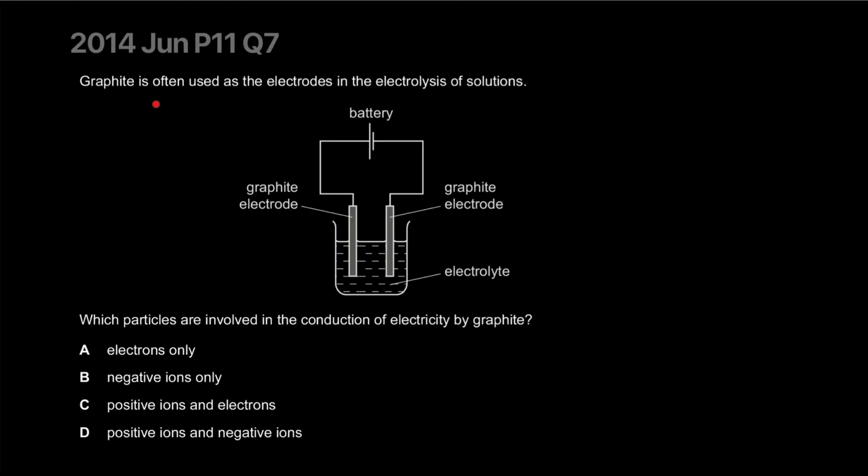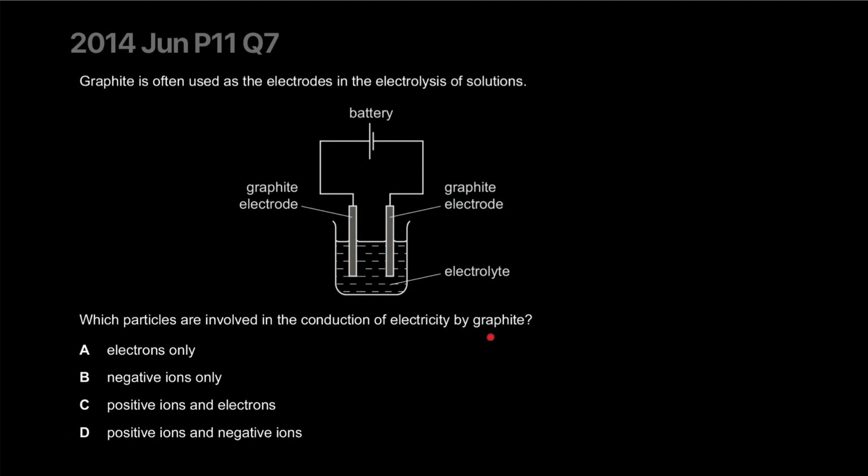Interesting question. Graphite is often used as the electrode in electrolysis of solutions. I'm not sure why this is confusing people. Graphite is straightforward, right? Its conduction behavior, even though it's not a metal, is very similar to metals because of that one delocalized electron per carbon, right? Which particles are involved in the conduction of electricity by graphite?